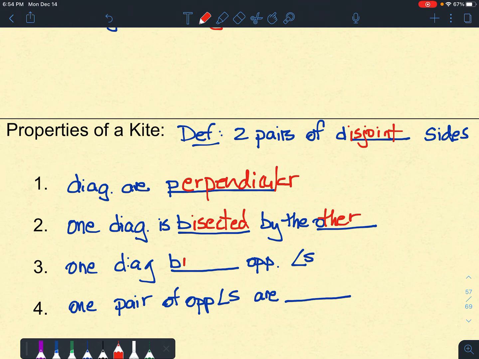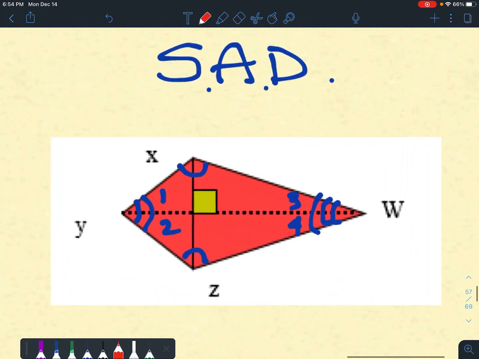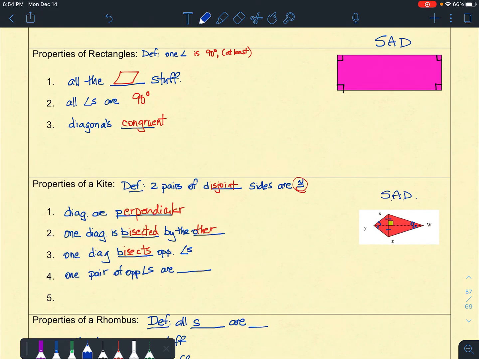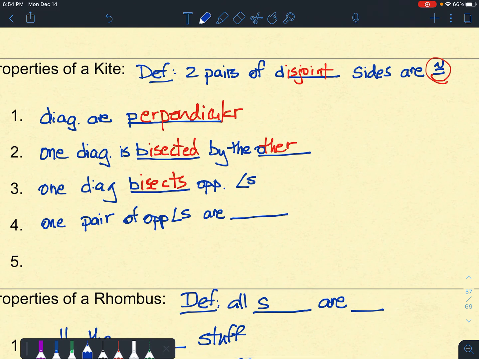And then the other diagonal bisects the opposite angles. Okay? So again, that idea that, if I can erase this here, this, gotta go to blue, this is congruent to that. It's been bisected. Now clearly we can see that these two segments aren't congruent, but we do see that the other diagonal then bisects, again, those angles, correct? All right. And finally, one pair of opposite angles are congruent.